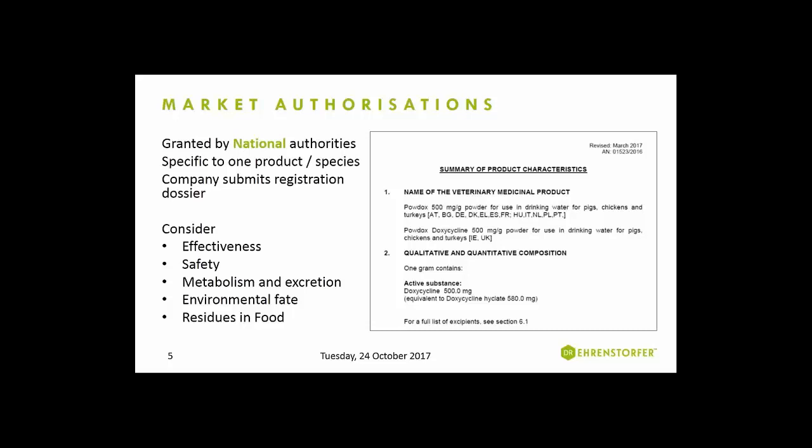So each license only applies to one specific product, and only for use for the animal species listed in the application. So you can see here an example of a UK authorization, and you can see, if you squint hard enough at the screen, that it is for a doxycycline powder, an antibiotic, to be added to drinking water for either pigs, for chickens, or for turkeys.